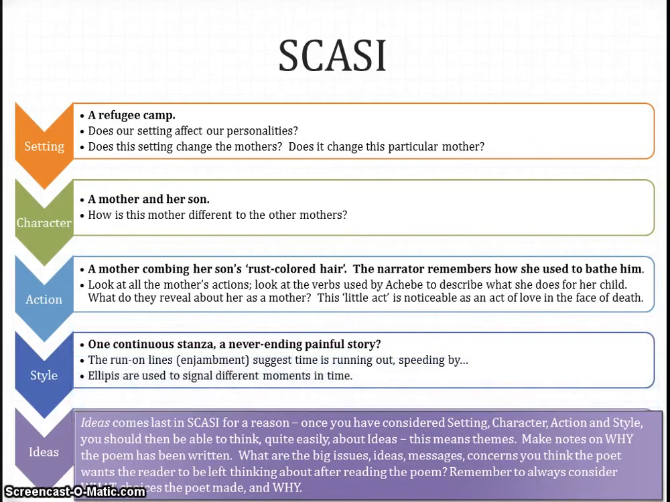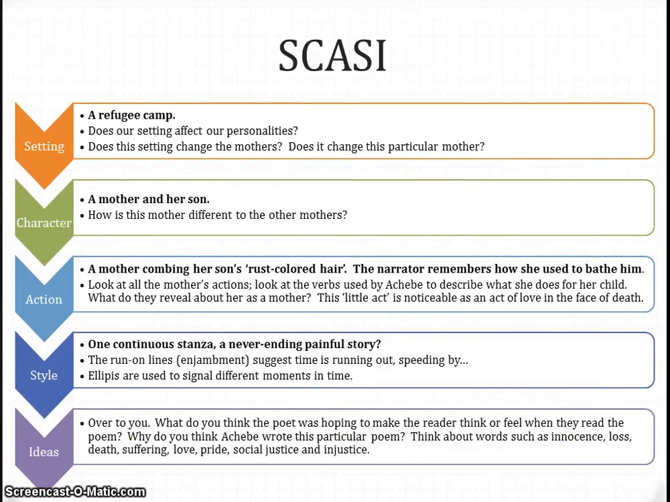For style, you would want to consider that this is one continuous stanza. Is this perhaps reflecting a never-ending painful story? There is no break to their suffering. Could also suggest that the end is very near. The child's death is imminent. You'll notice that there are run-on lines. This is where we have enjambment, where there's no punctuation at the end of the line. Does this suggest that time is running out and speeding by? You'll also notice the use of ellipses. These signal different moments of time within the narrative, which means the story of the poem.